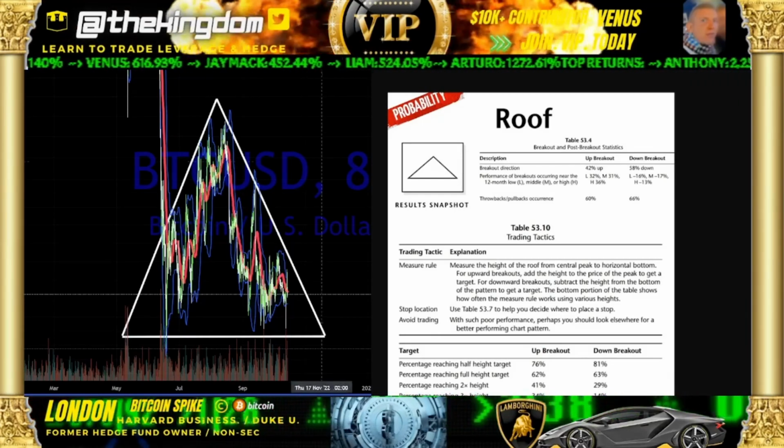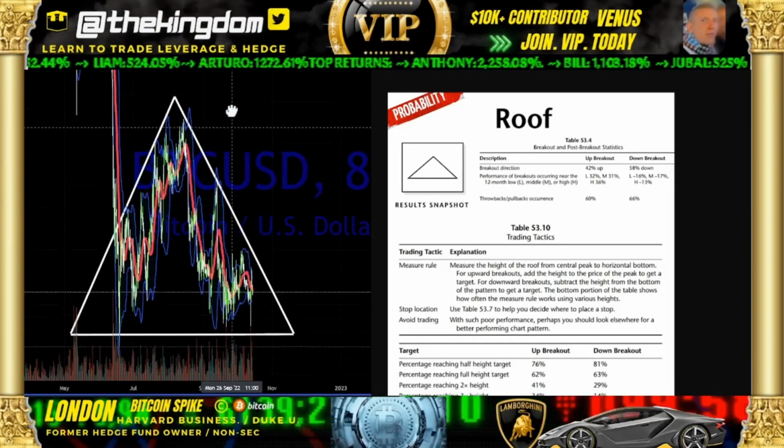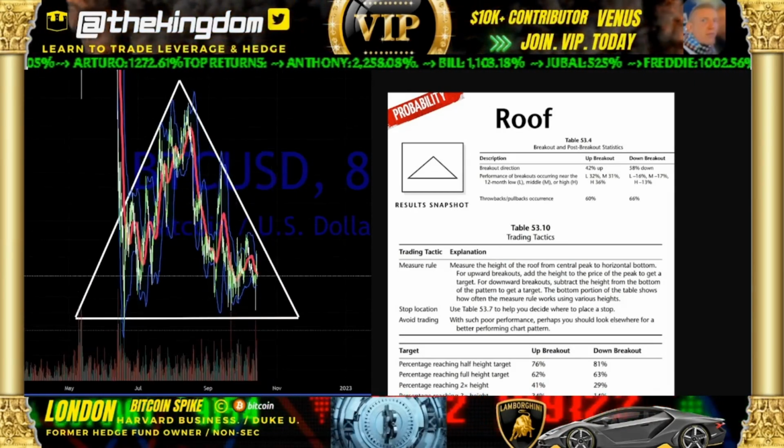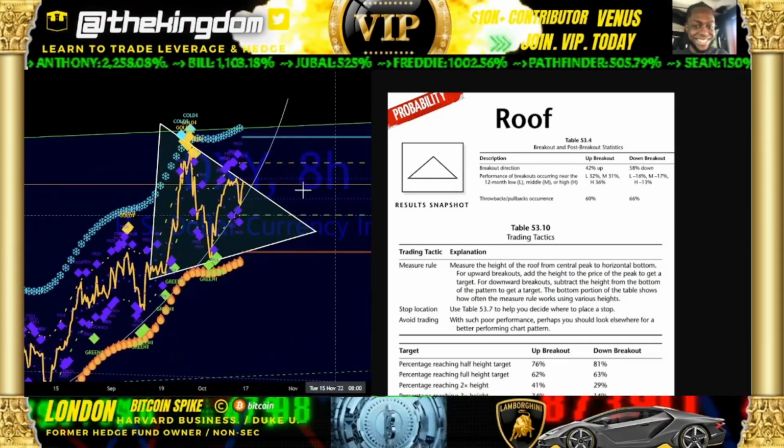This is London with Bitcoin Spike. We have a pattern on Bitcoin. We're going to be taking a look at the triangulation on the 8 hourly, on the daily. We're also going to be taking a look at the DXY. Very important, the dollar index. We have two easily identifiable patterns.